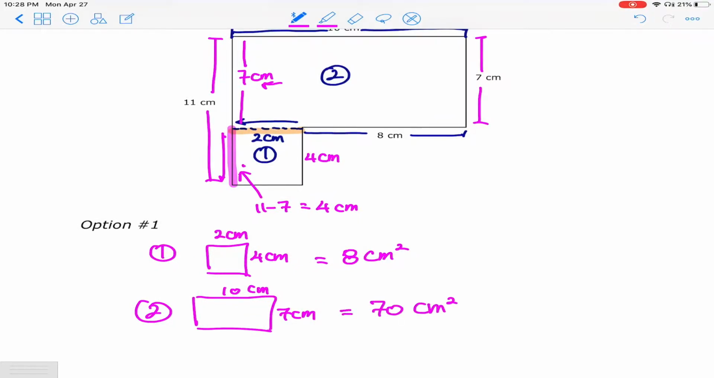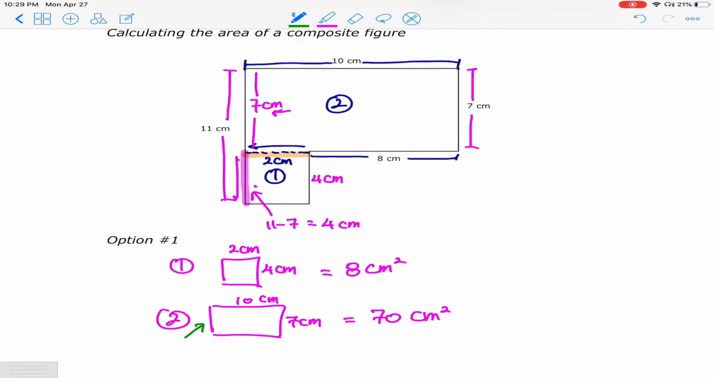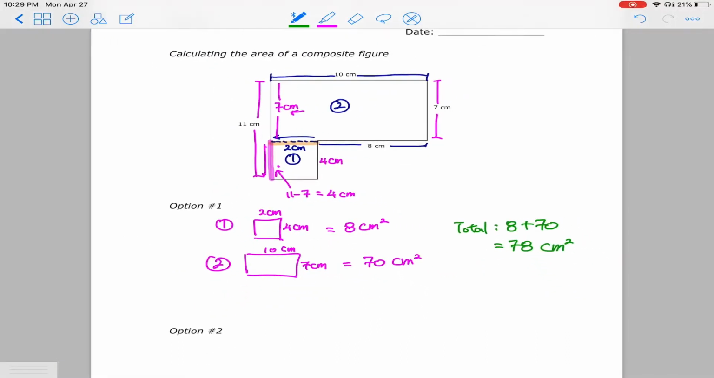Now, something that you really have to be careful of is that this side is not 11, right? This is not 11 because 11 actually takes up the whole side, not just the number 2 rectangle. So be really careful with that mistake. So then our total is 8 plus 70, the addition of the 2, and that will give me 78 centimeters squared. So that is option 1.